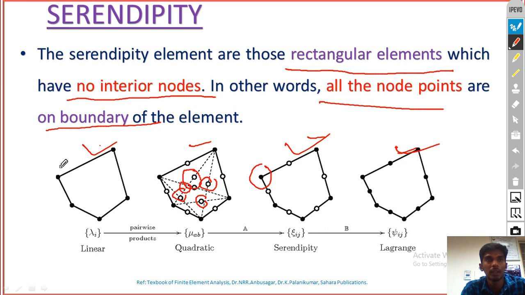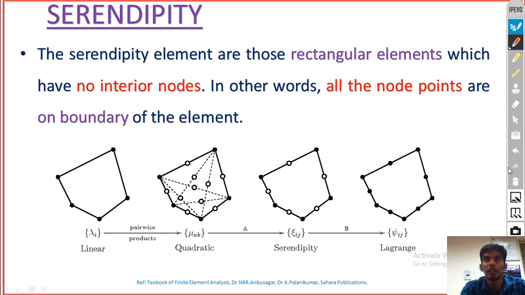we cannot call it serendipity. Here both geometry and displacement are represented on the boundary. Here only one parameter is represented on the boundary. So we clearly see that both parameters, geometry and displacement, should be represented on the boundary, not in the interior. Only then can we call it serendipity. This is the pure representation of the serendipity element. This is the basic difference among all four elements. We can conclude this slide.